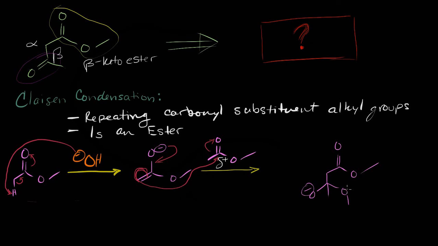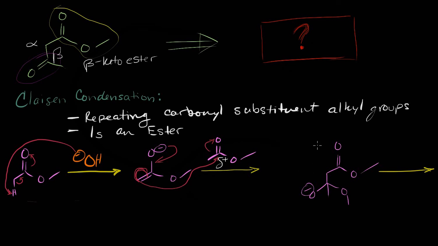And of course, this is getting closer to what we want, but it's not quite there. And so we need to do something else. Now, skipping ahead, if you want to try to figure this out, go ahead. But skipping ahead, we know that we can make O minus be a good leaving group under the right conditions. In this particular case, we can make O minus leave, and in particular methoxide. And so how are we going to make methoxide leave?